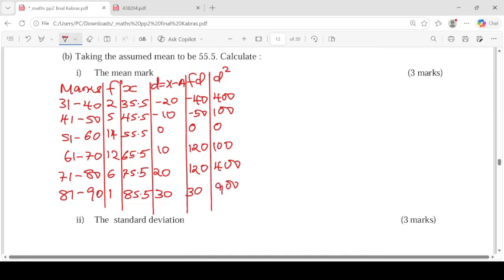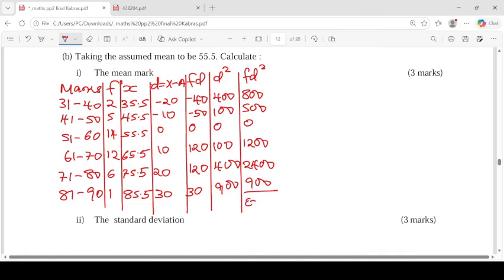Then finally, I need to compute the last column, which is called the FD squared column. That is F times D squared. So 2 times 400, this is 800. 5 times 100, this is 500. 14 times 0 is 0. 12 times 100, this is 1200. 6 times 400, this is 2400. 1 times 900, this is 900.